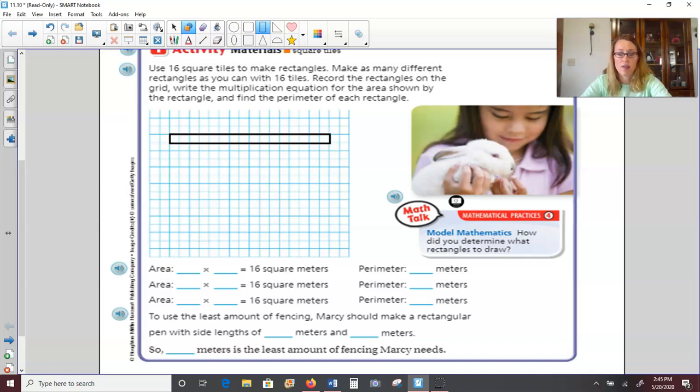That should do it. So I don't know that this is going to be the type of cage that she wants to make for her bunnies because they're not going to have a lot of room to go. It can really just go back and forth. But anyways, it covers 16 square meters.